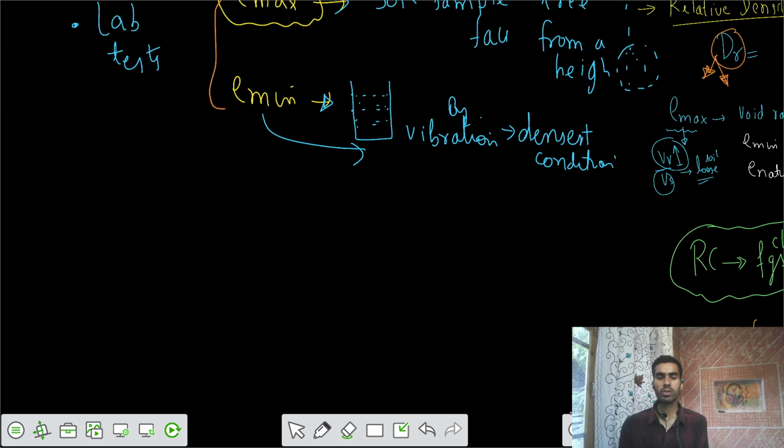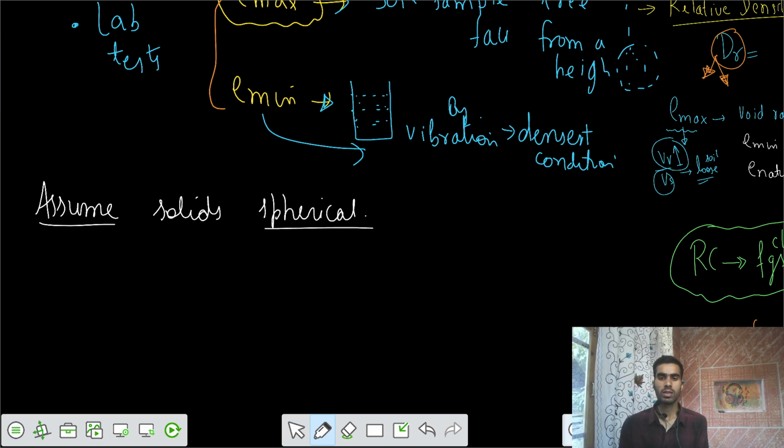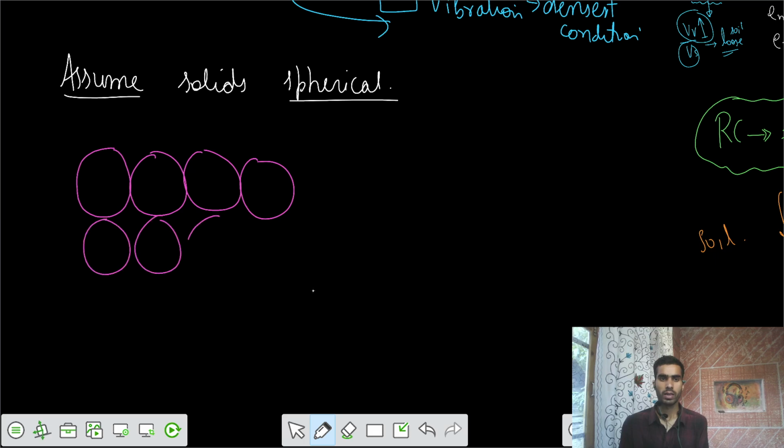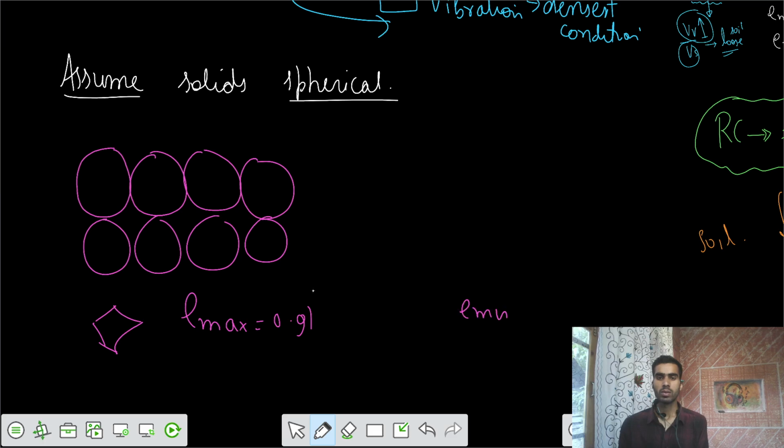Then if you assume that your solids are spherical, then for the condition of Emax, your solids are arranged in this way, such that your voids are in this way. There are some tetrahedral voids. So for that your Emax is equal to 0.91, I think.